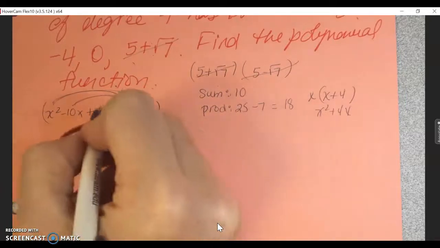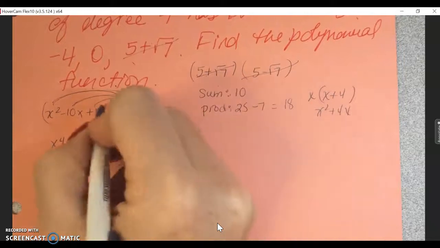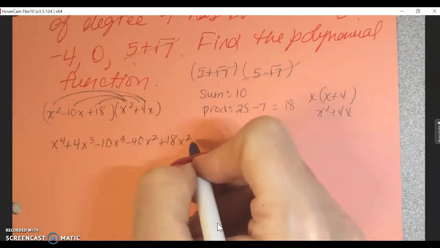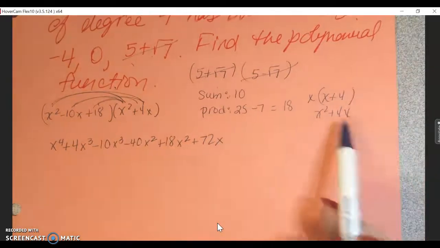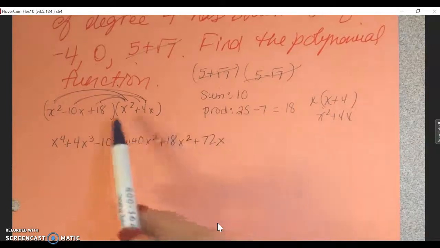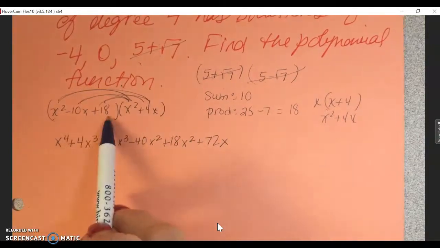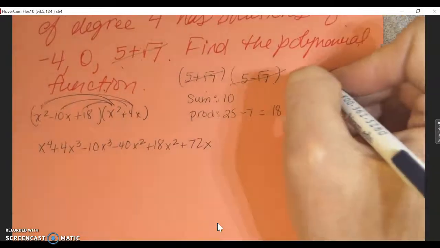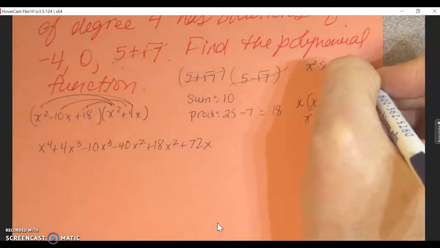How does the first one start with x squared? I say I got the 10x and 18, but where did you get the x squared for it? For this or for this one? Yeah, that one. Right here? Yeah. It's a formula we learned. It goes x squared minus the sum, x plus the product.